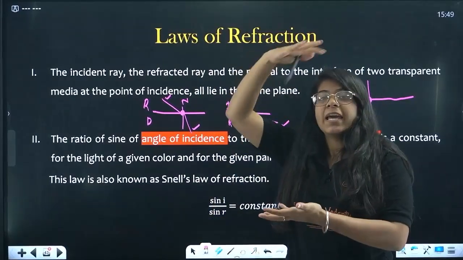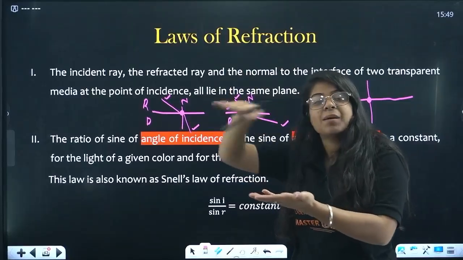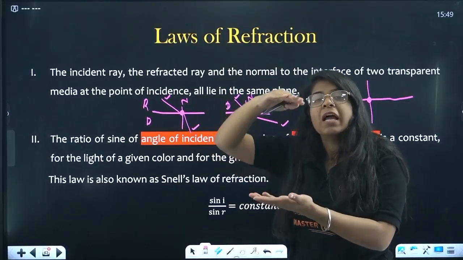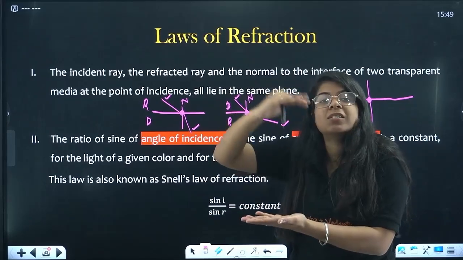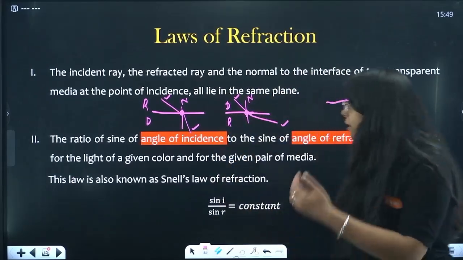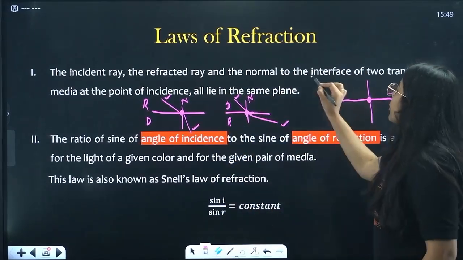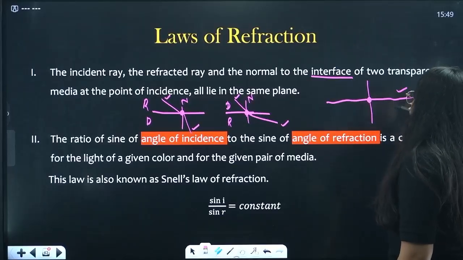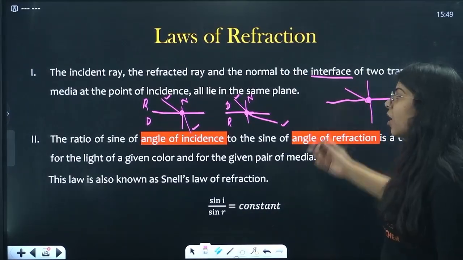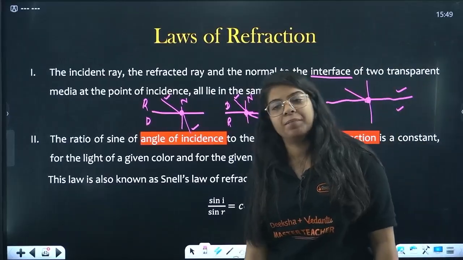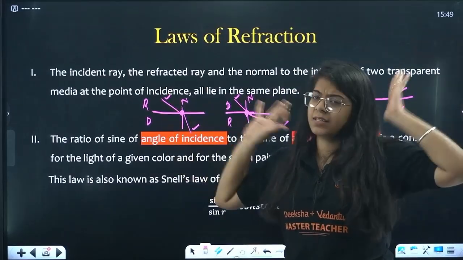Two phases, air and water, and the layer that is separating them, again a layer of water, but it's the first layer of water and the first layer of air. So this is called interface. Okay, so the incident ray, the refracted ray and the normal to the interface of two transparent media at the point of incidence all lie in the same plane. Done. Until here it's clear.